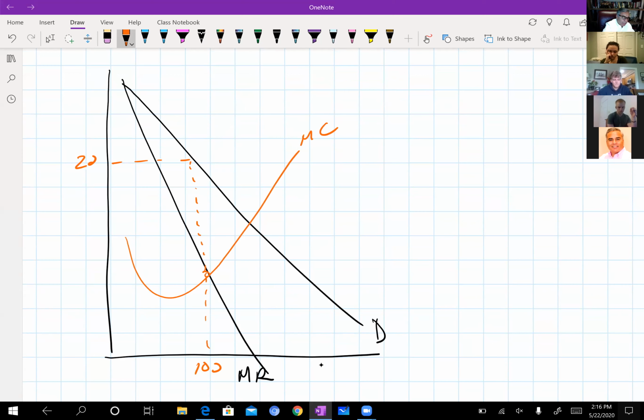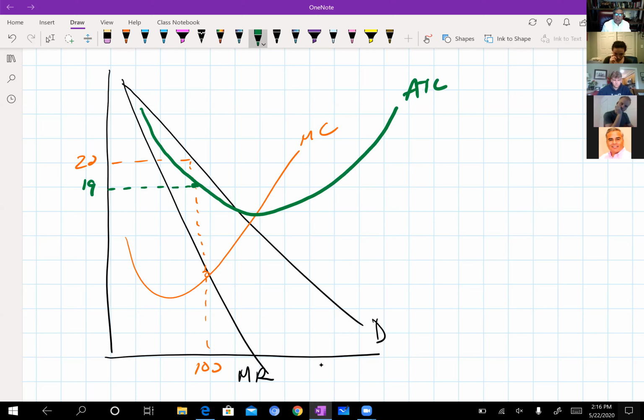Okay, so now this company has an average total cost that looks something like this. So then the question is, is this company making money at 100 units of production? And the answer is they are making money because they're selling for $20 and it only costs them $19 to make it. Look at this. At 101 units, this is how much it costs them to make it, and this is how much they can sell it for. Are you following me? So why is the company not making 101 units?